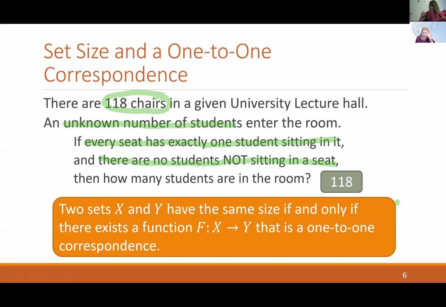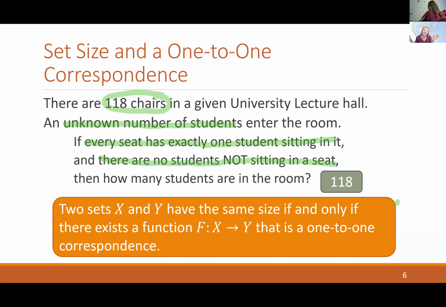We have two sets, a set X, that would be the set of our chairs, and a set Y, that would be the set of students. And they have the same size if and only if there exists a function X mapping to Y that is a 1-to-1 correspondence. Okay, so are there any chairs?